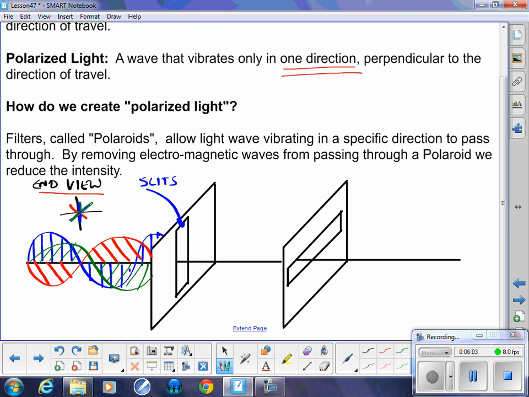So that means that if the slit is oriented vertically, only waves that are vertical will be able to pass through. All right, so my blue wave can pass through the slit because it's oriented in the same direction.